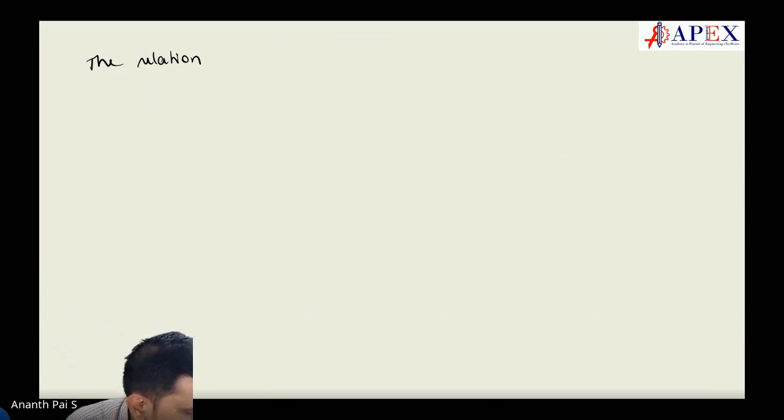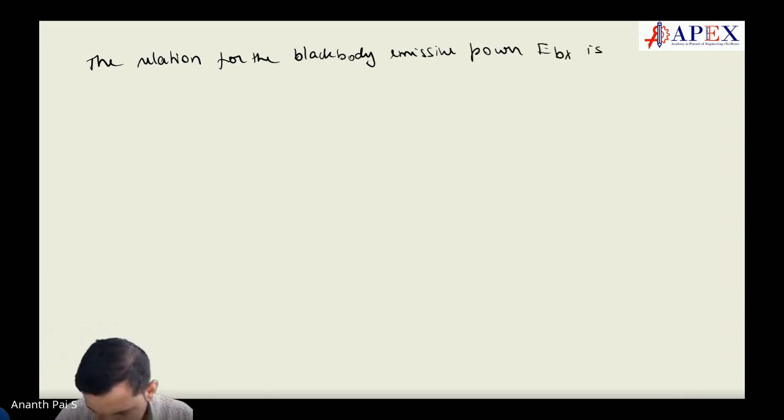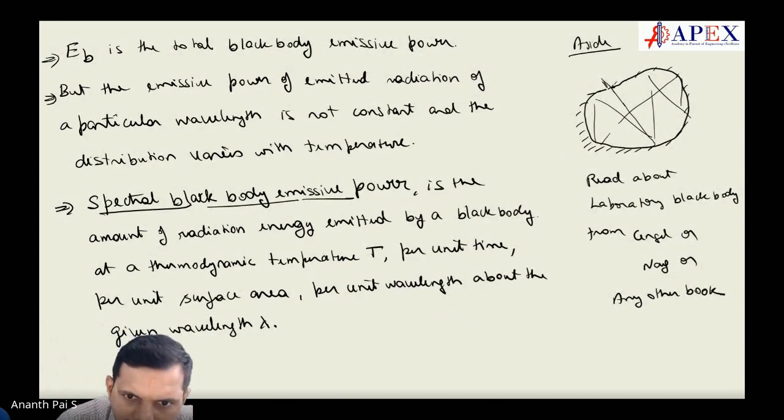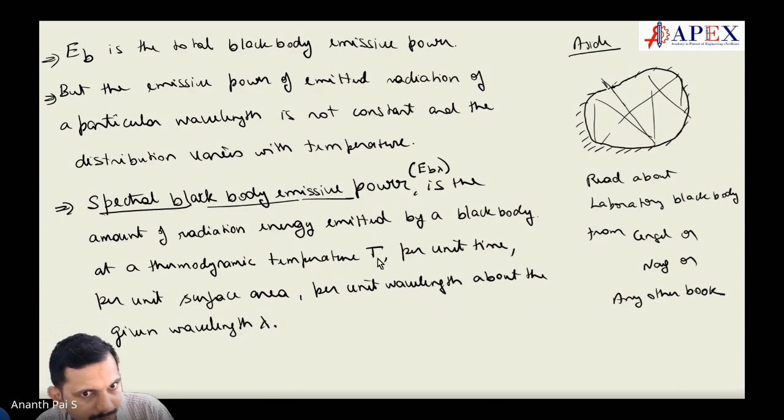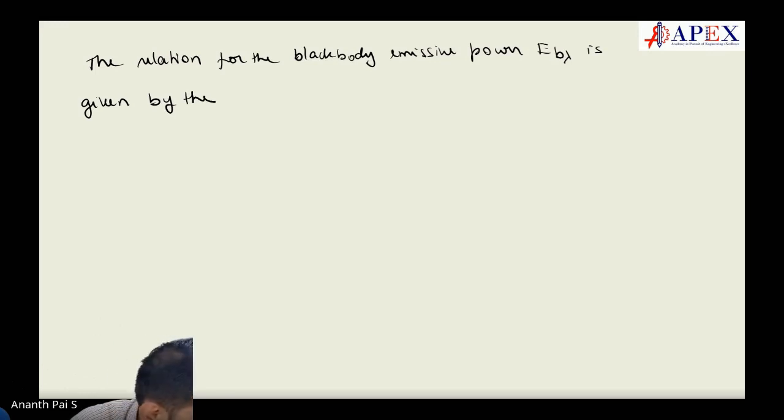Now see the relation for the black body emissive power, E b lambda. E b lambda is given by Planck's law. What gives it? Planck's law gives it.